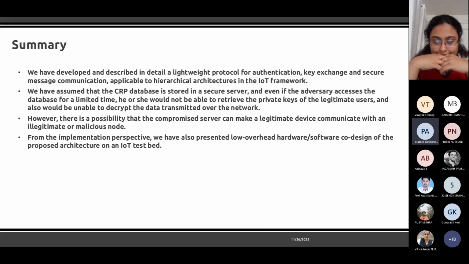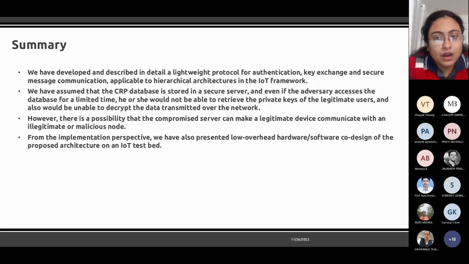In summary, regarding the limitations you mentioned, what is the meaning of low overhead in hardware and software, and what is the means of implementation of low overhead in summary points? Low overhead. You summarized it from the hardware implementation perspective: low overhead hardware and software co-design of the proposed architecture in an IoT testbed, used in the summary points of the PPT. Oh, okay. Understood.